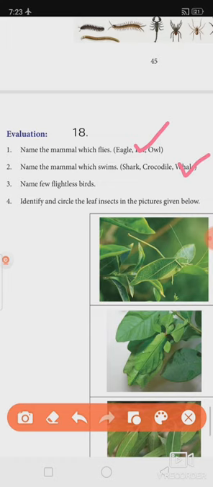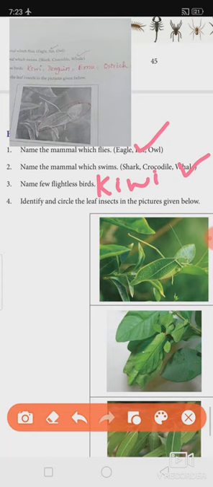Name a few flightless birds. You know the flightless birds, no? Kiwi, penguin, emu, ostrich. I will write the spelling. Kiwi, penguin, emu and ostrich are flightless birds.